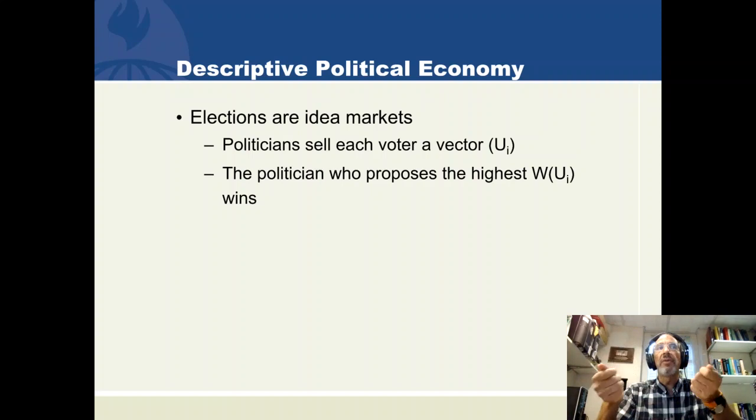So they're giving you ideas. This is the policy I would do. Joe, figure out how you do under this policy. They are pitching that, and you have to calculate what will my utility be if this individual gains power. So you win an election by proposing the highest W of U.